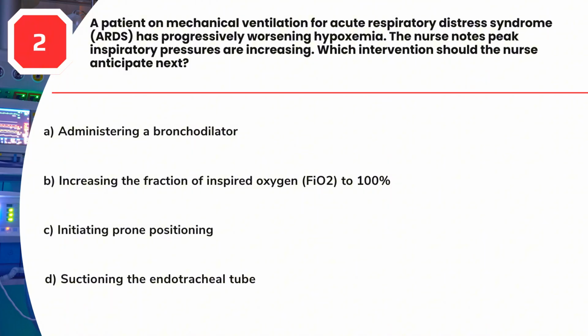Question 2. A patient on mechanical ventilation for acute respiratory distress syndrome, ARDS, has progressively worsening hypoxemia. The nurse notes peak inspiratory pressures are increasing. Which intervention should the nurse anticipate next?